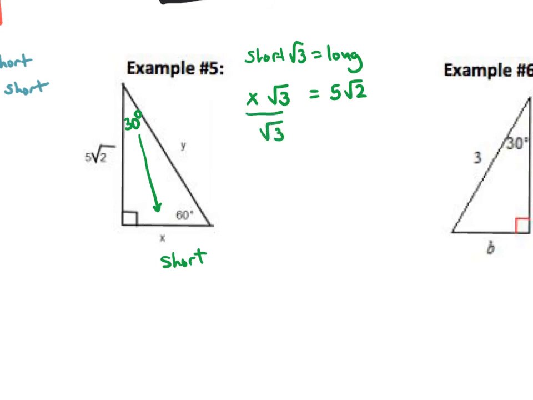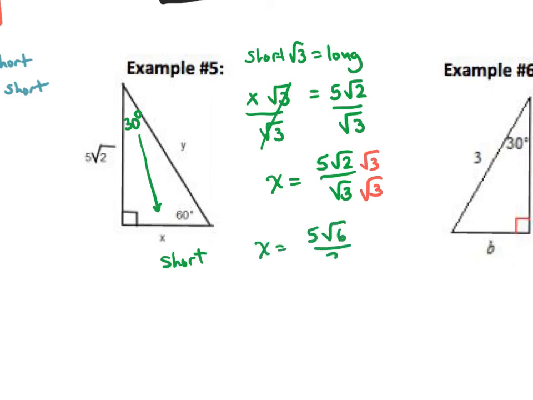So what I'll do is divide both sides by the square root of 3. So I get 5 square root of 2 over square root of 3. And again, I can rationalize and get rid of that root in the bottom. So I'll just multiply by root 3 over root 3. That's going to give me 5 root 6 over 3. That's the short leg, so that's this side right here.